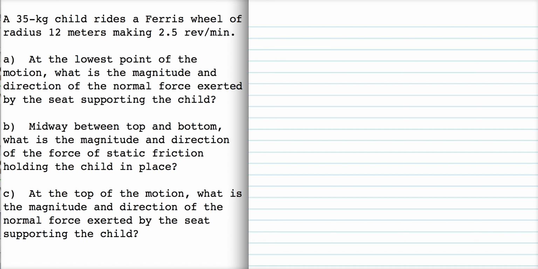So the problem with circular motion, there's a problem very much like this in the book. So let's work it out. A good diagram is going to be very important here, so let me do my best. Draw the Ferris wheel as a circle, and then we'll have the kid on the seat down here, and then we're going to be interested in what's happening at three different places: the bottom, midway between the top and the bottom, and the side.